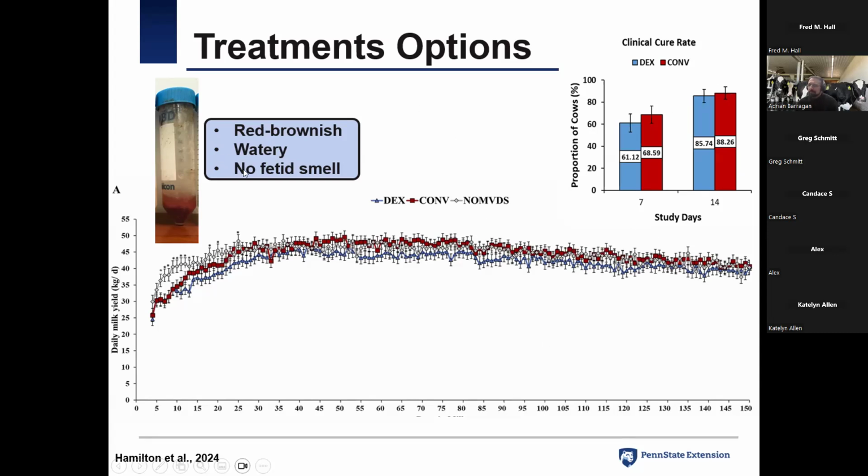And then when we look at milk yield of the cows that were vaginal discharge score 4 only, right? They were red, brownish, watery, and the discharge did not smell bad. There was no fetid or foul smell. You can see here 150 days of milk yield, and this is daily milk. You can see at the beginning, around 7 days when we diagnosed those cows, that milk drop, right, when the cows were sick.